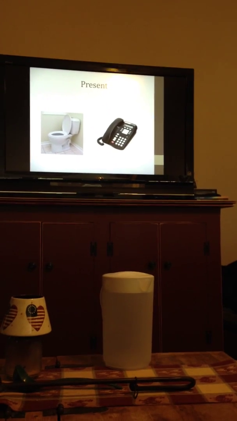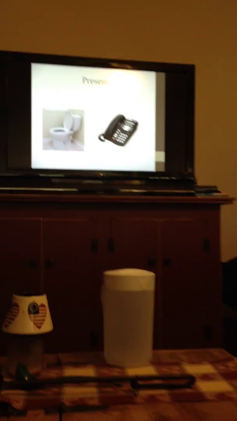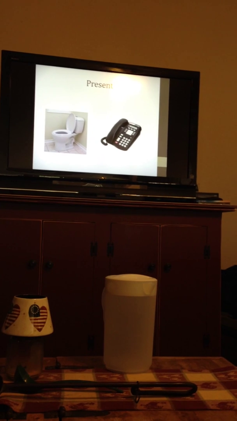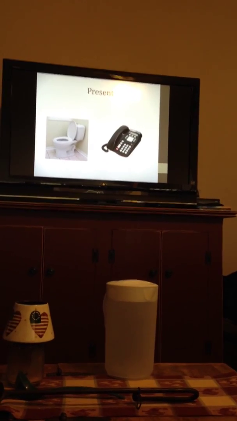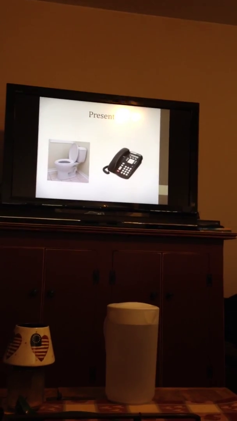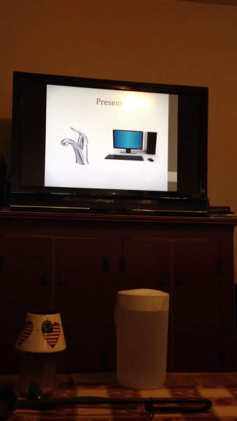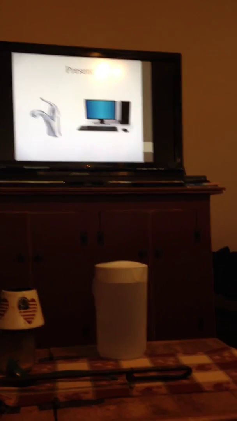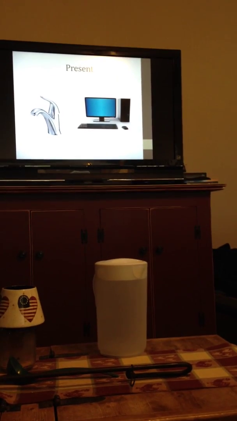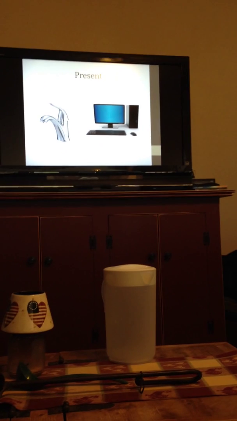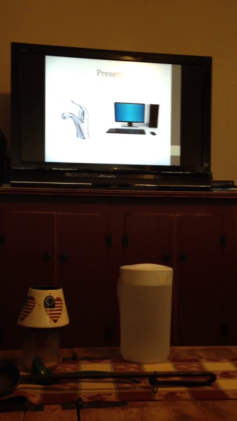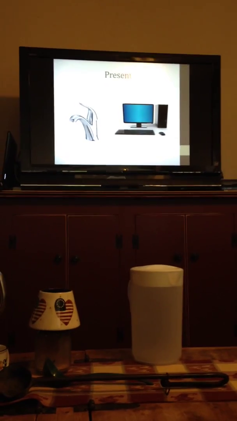What is the picture on the left? A toilet. Toilets are located in the house. We don't have to walk outside the house to go use an outhouse. What is the picture on the right? A telephone. Very good. Okay, now the picture on the left for this one. A water faucet. Now all we have to do instead of having to pump our water is lift up the faucet and the water comes running. What's the picture on the right? A computer. Very good.